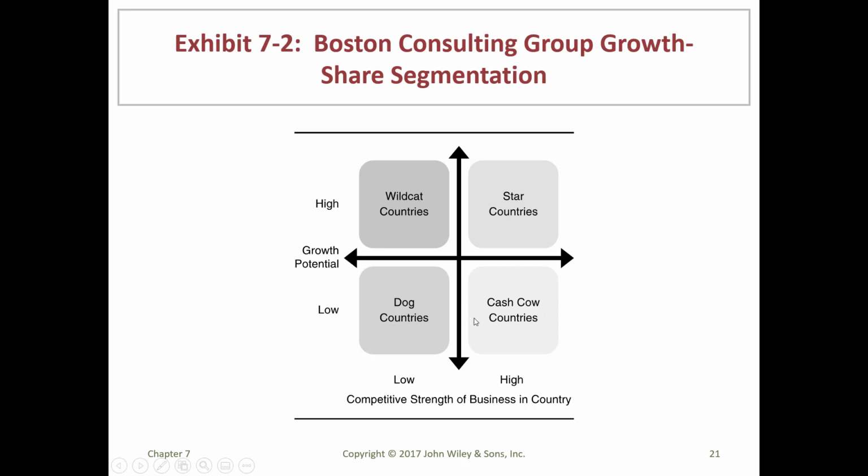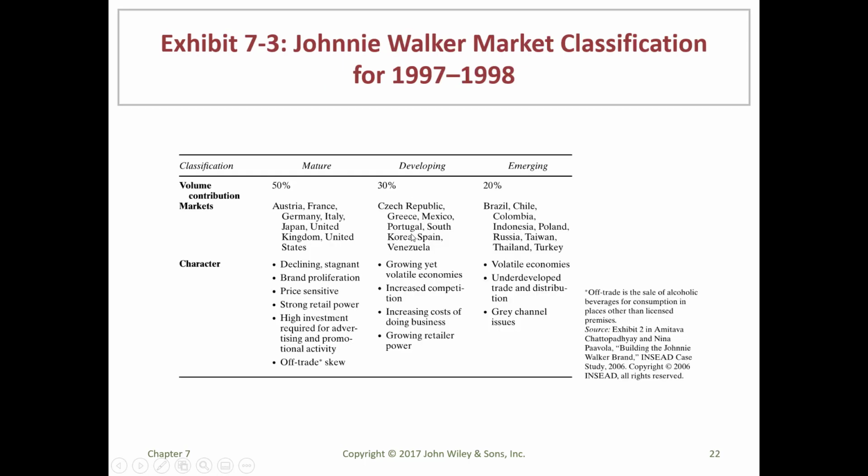If we are strong in the country, but we've pretty much saturated the market, then this is a cash cow country. If we're doing terribly, it's a bad market, it's a dog country. And if there's high potential, but we're low, we're not doing well in the market, it's a wildcat country. There's a lot of potential for us to grow there. So here's just a few different interesting segmentations we could do.